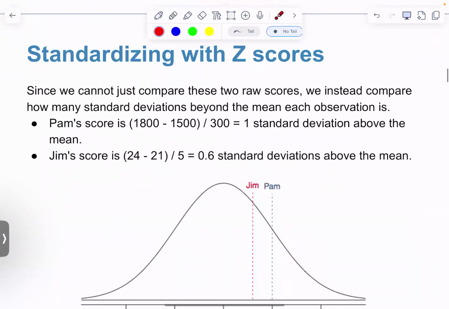So, standardizing with Z scores. Okay, finally we see this Z that we got a table for. So obviously it's going to be a big player here for the normal distribution, and that's what we're building up towards. But since we cannot just compare these two raw scores, we instead compare how many standard deviations beyond the mean each observation is. We say beyond because you can move in either direction of the mean, right?